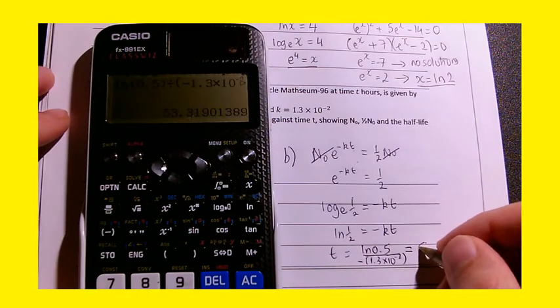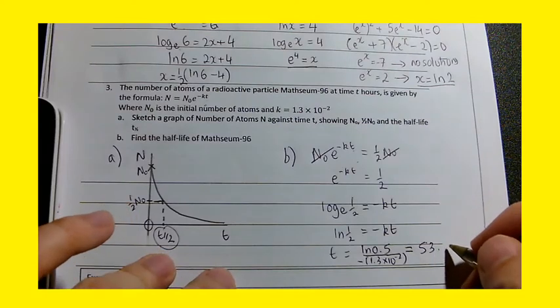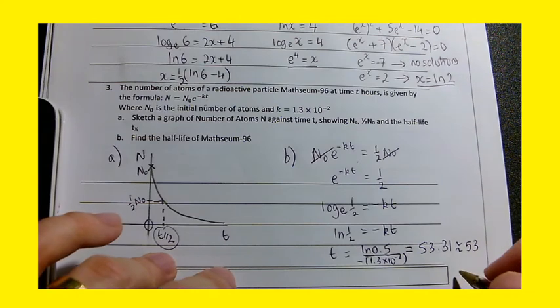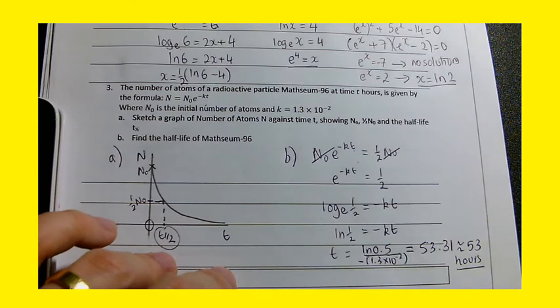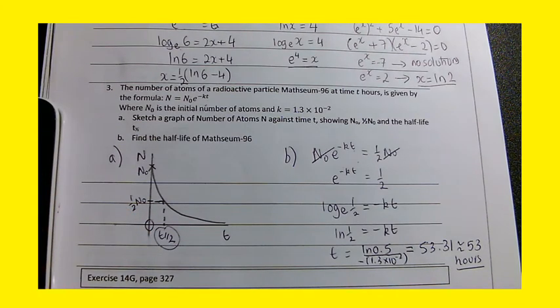And you get 53.31, which is roughly 53 years. Sorry, 53 hours. Okay, so it takes 53 hours to get to half its original amount.